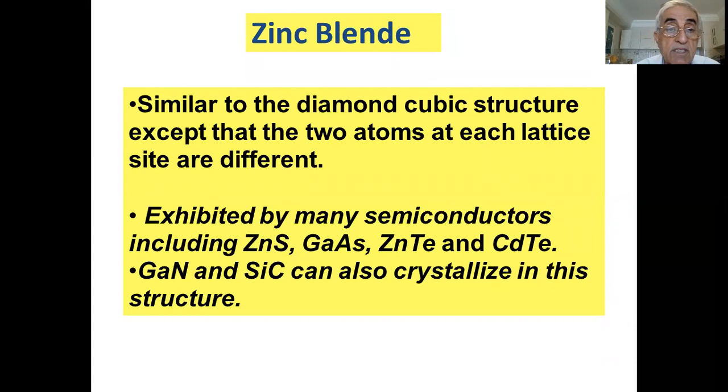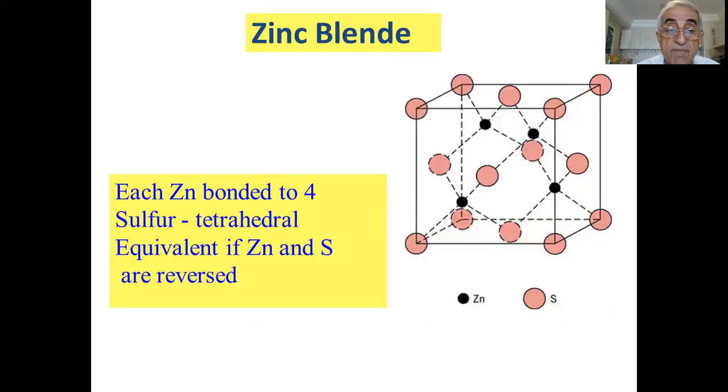Zinc blende is similar to the diamond cubic structure, except that the 2 atoms at each lattice site are different. It is exhibited by many semiconductors, including ZnS, GaAs, ZnTe, and CdTe. GaN and SiC can also crystallize in this structure.